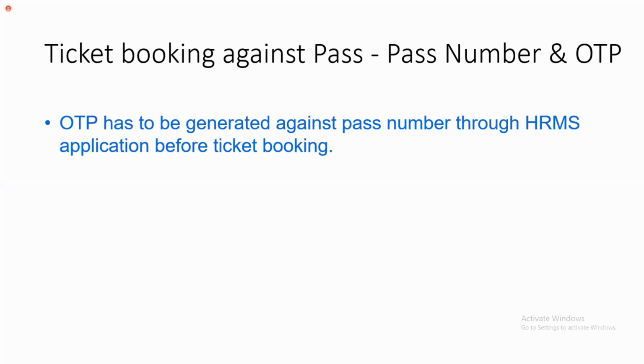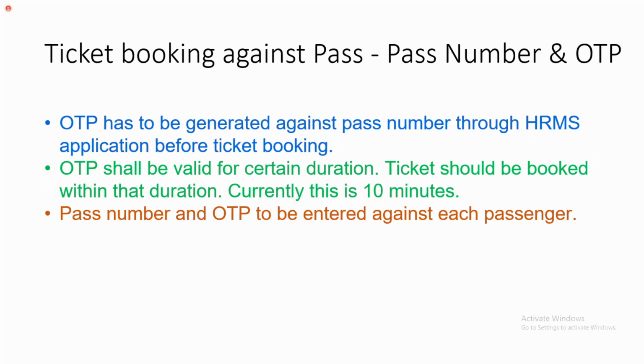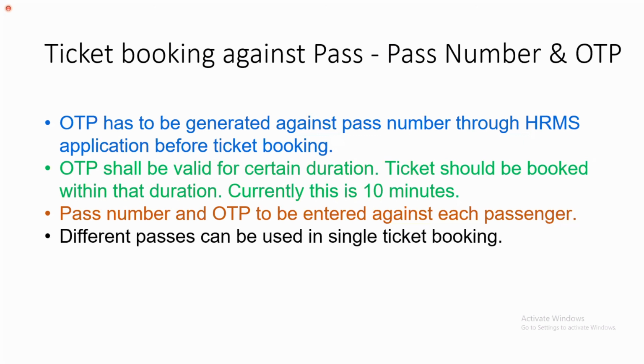OTP has to be generated against the pass number through the HRMS application before ticket booking. The OTP shall be valid for a certain duration, and the ticket should be booked within that duration. Currently, this is 10 minutes. Actually, as a precautionary measure, it is 20 minutes. The OTP is valid for 20 minutes. The pass number and OTP are to be entered against each passenger. Different passes can be issued in a single ticket booking, duly giving the pass number.